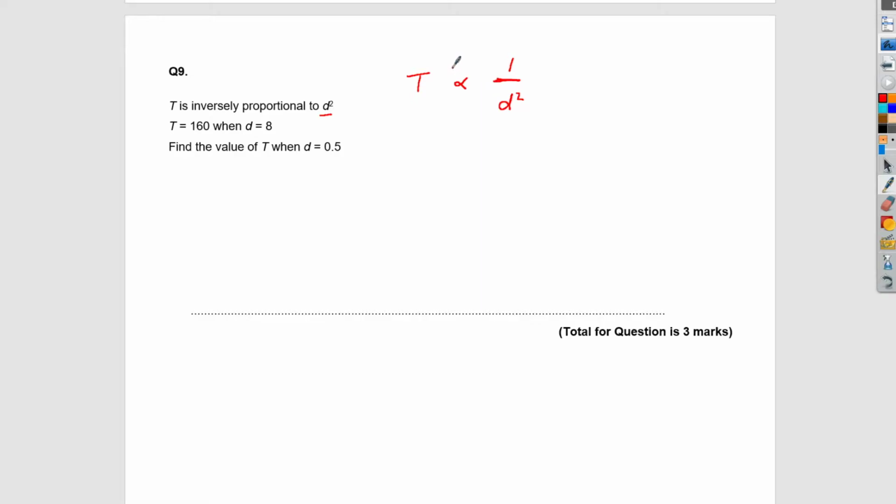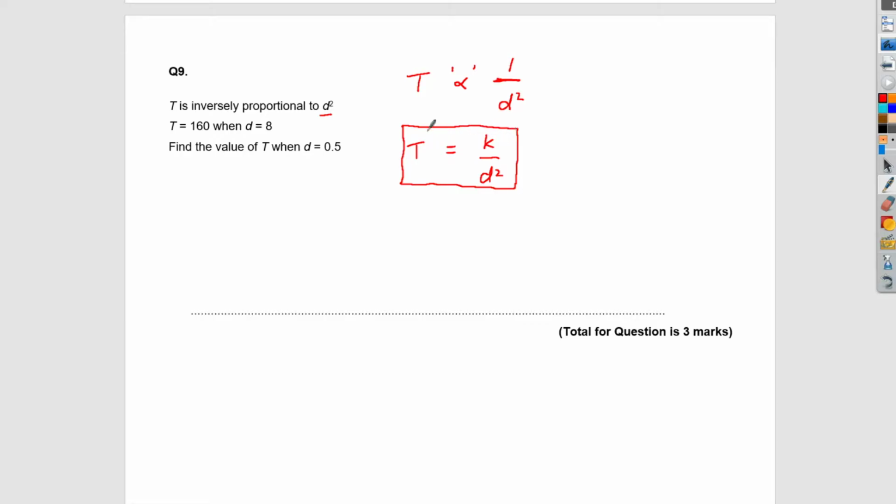Secondly, you replace this proportional symbol with equal to. So T now becomes equal to. Now when we put equal to, we must introduce a constant k, which is being multiplied on this side. So when I times this by k, 1 times k is just k. It becomes k over d squared. Now this becomes our formula connecting t and d.